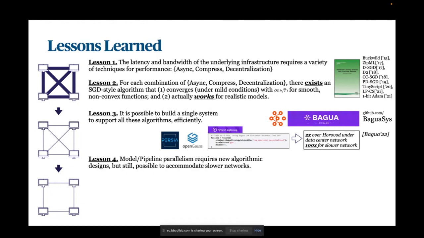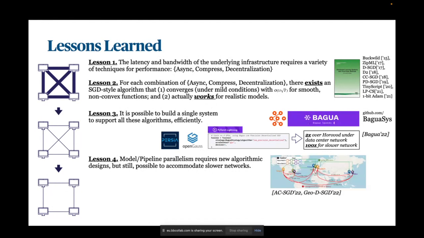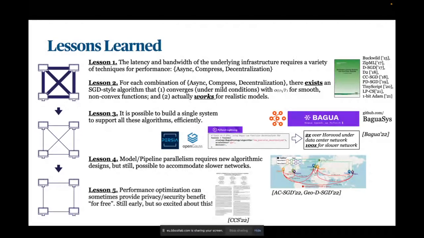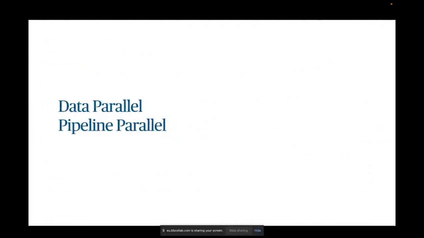So the first lesson that we learn is that if you move away from data parallel into model and pipeline parallel, you need new algorithms. But it's still possible to accommodate slow networks. I will talk a little bit about our recent effort on how to distribute this workload, the single model, to geo-distributed machines. So today I will talk about two different things: the system and theory side of the data parallel paradigm, and then a little bit about the pipeline parallel paradigm.